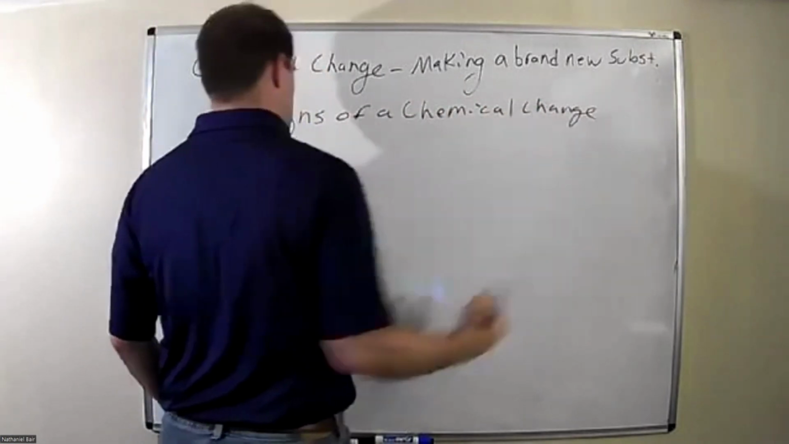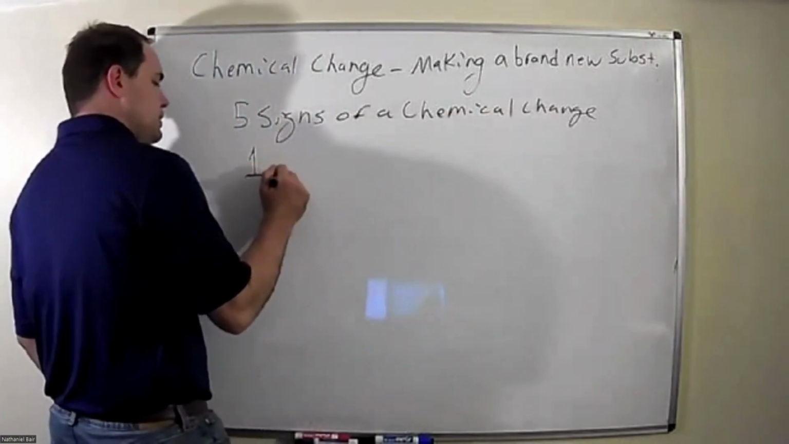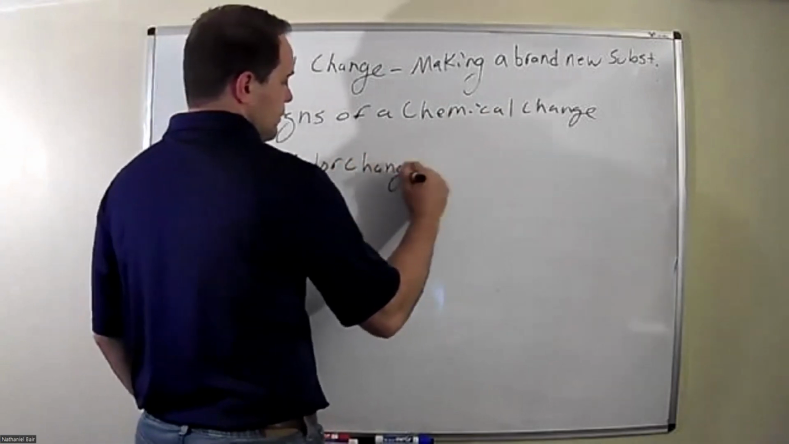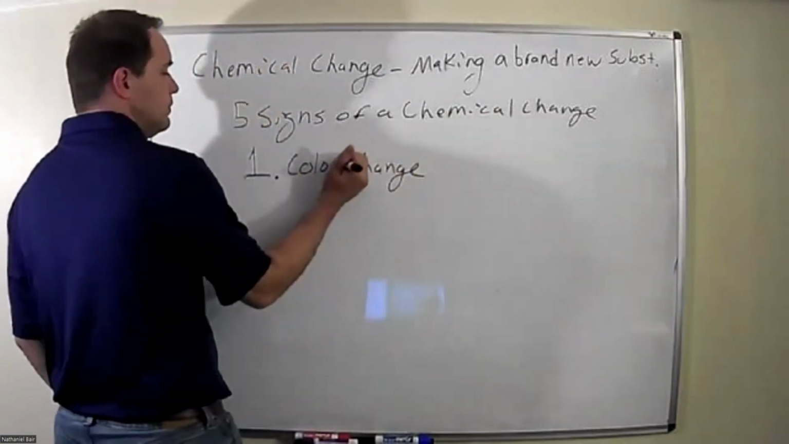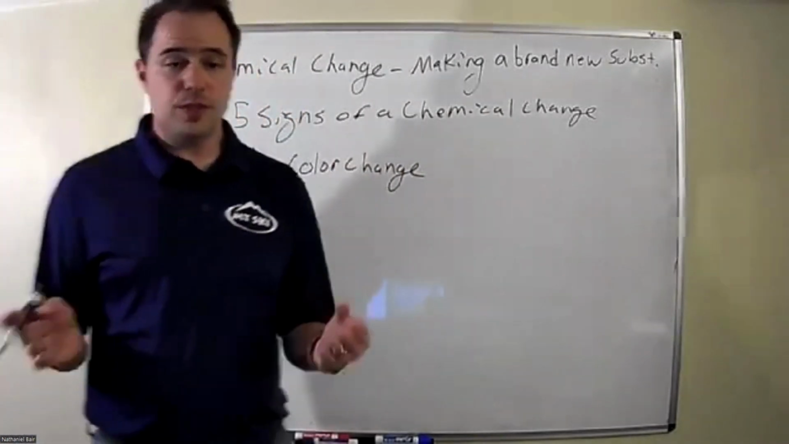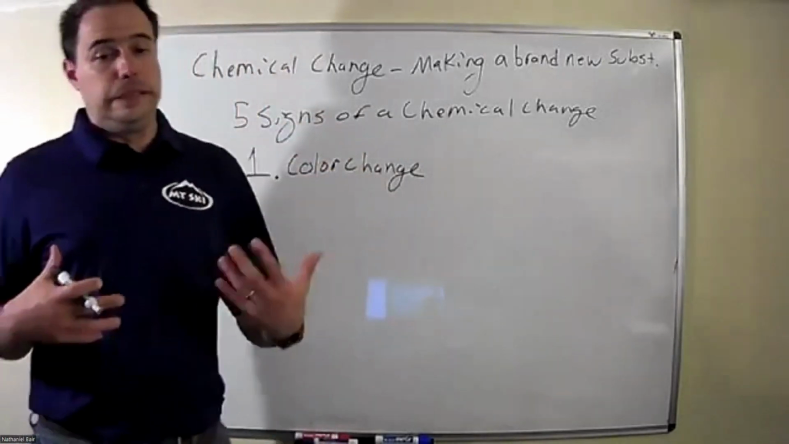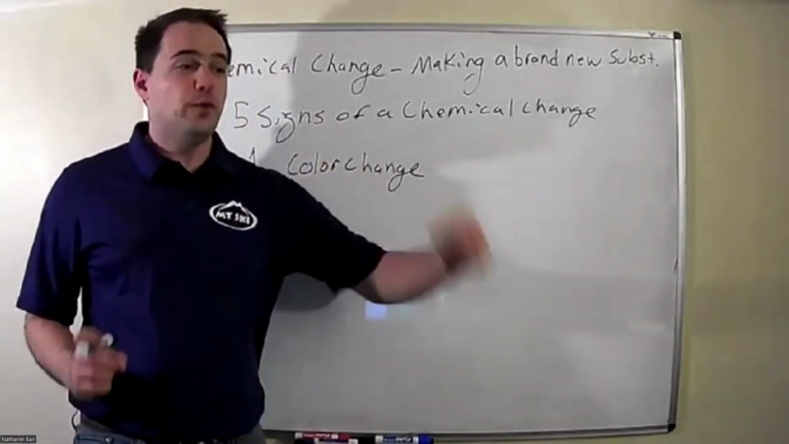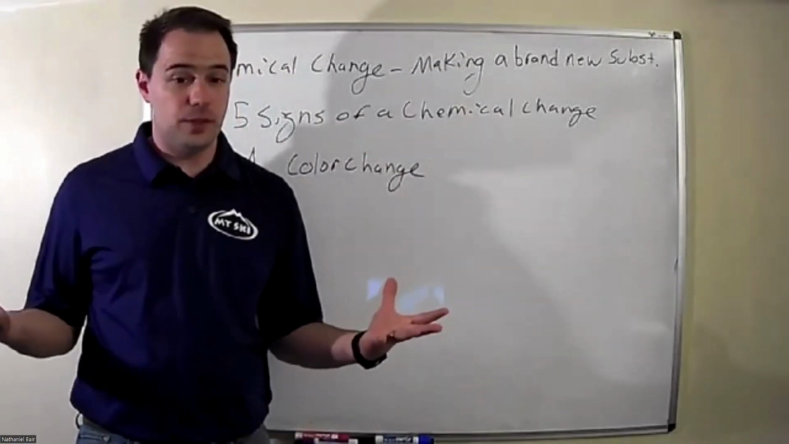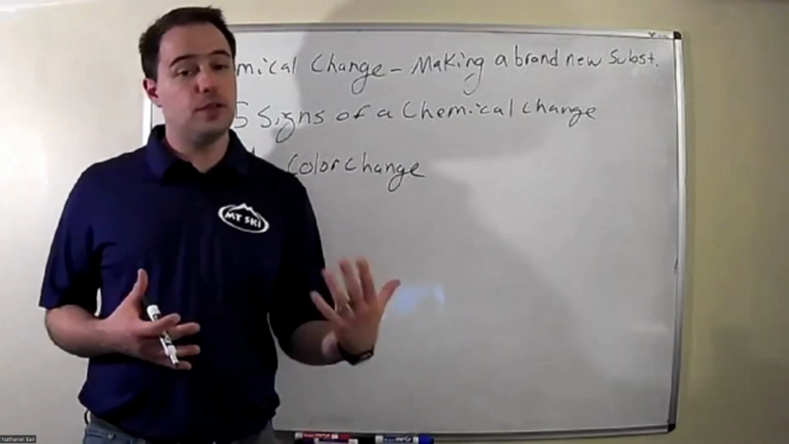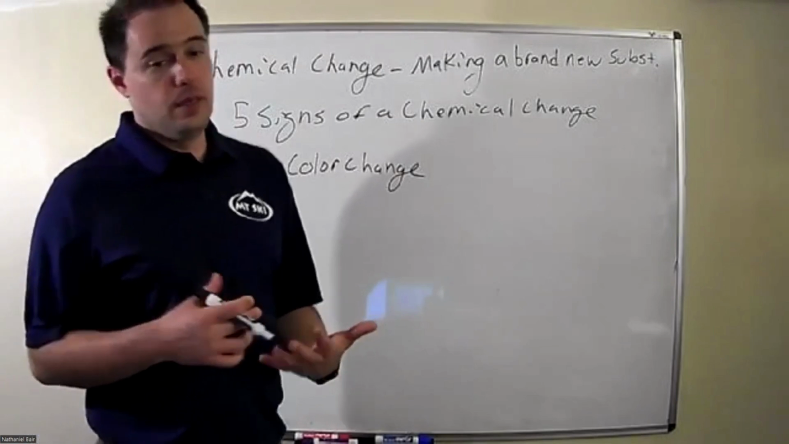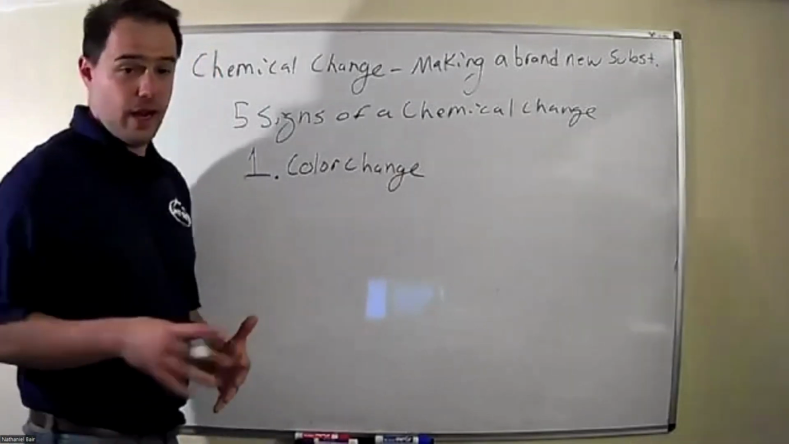Here we go. The first one and easiest one to remember probably is color change. So if I take two clear solutions and mix them together and now it's yellow, I probably made a new substance that has a new physical property that's yellow. I didn't start with a yellow substance. So color change is usually a pretty good indication that you had some kind of chemical change going on. That's the easy one. Let's get that out of the way.